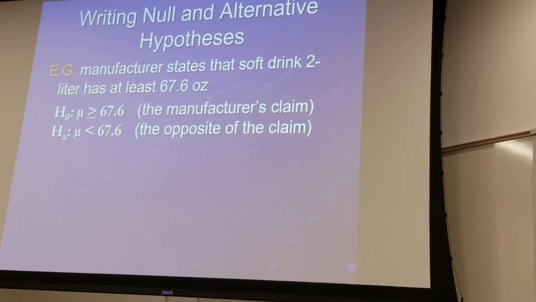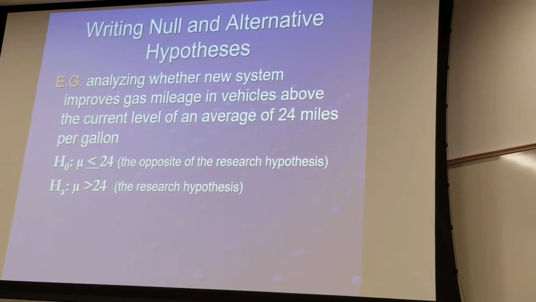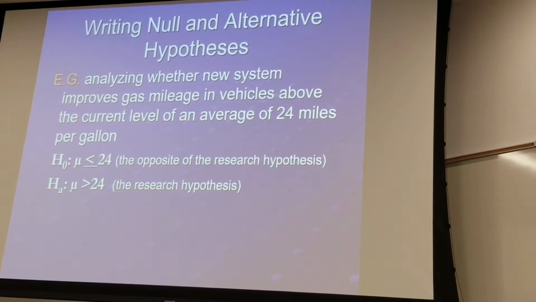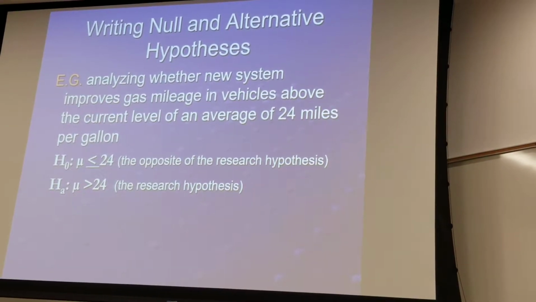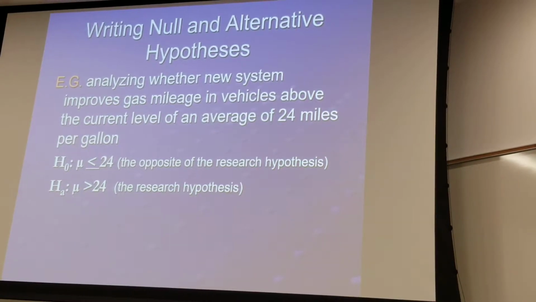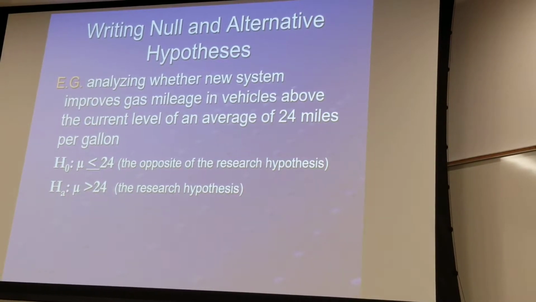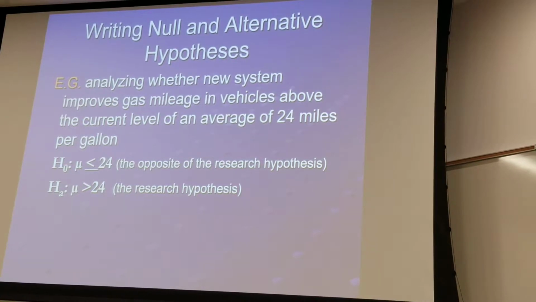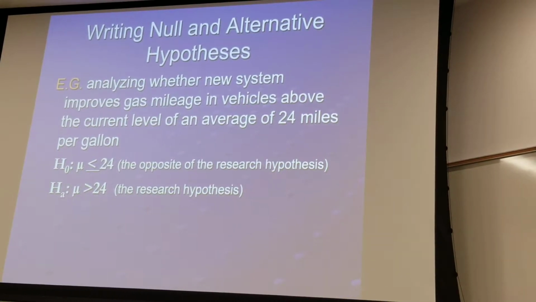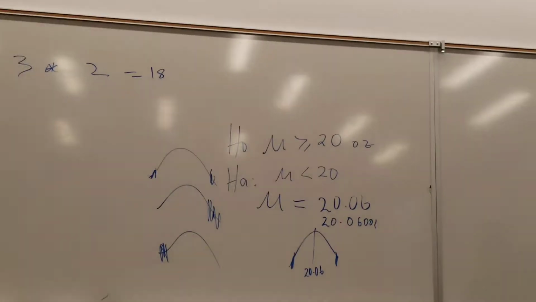0.6 ounces or more in it. A little issue comes when you want to see if something has increased or decreased. Let's say we have a car that gets 24 miles per gallon. Now they've changed something in it, and they want to see if that change has improved my gas mileage. That means they want to know, does it now get more than 24 miles per gallon, right? That's what improve it.